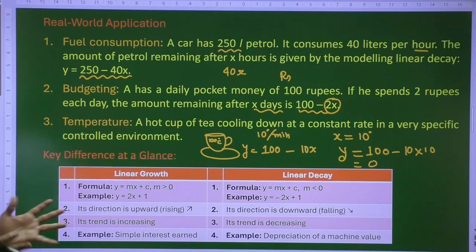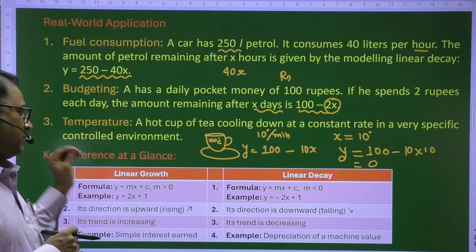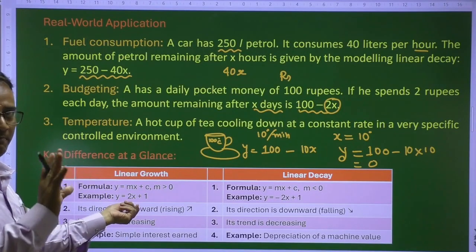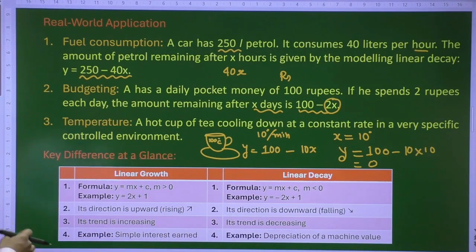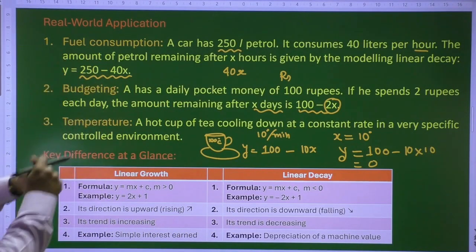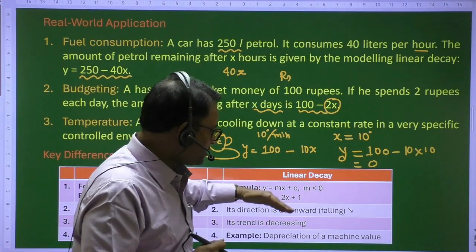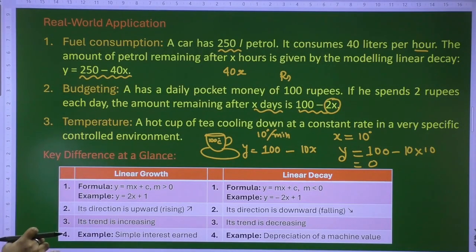Now there is a key difference between linear growth and linear decay. They have the same general form, mx plus c, but in case of growth m is positive, and in case of decay it will be negative. In growth the direction is pointing upward, just like you are climbing a mountain. Here it is pointing downwards, just like coming down from the mountain.